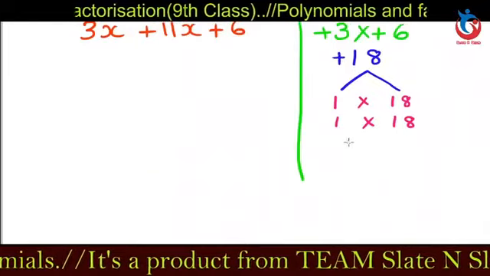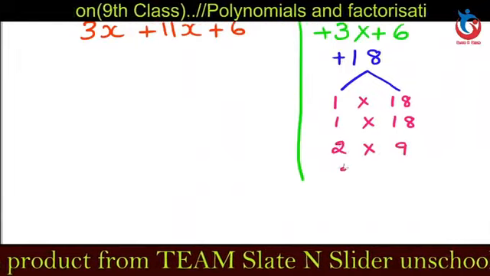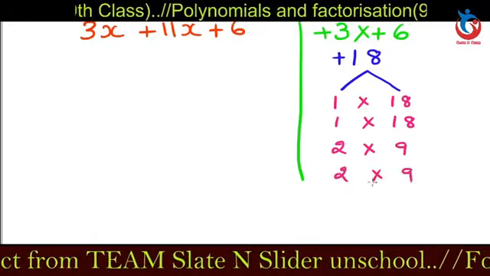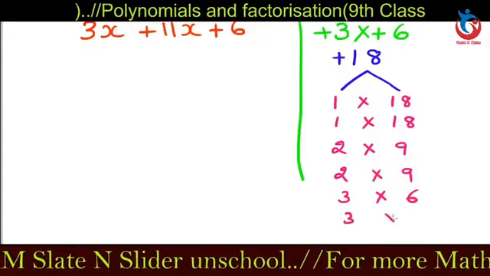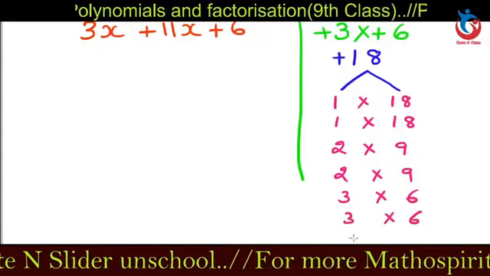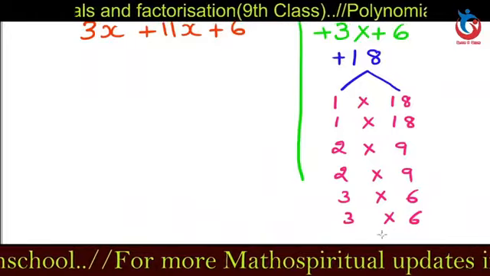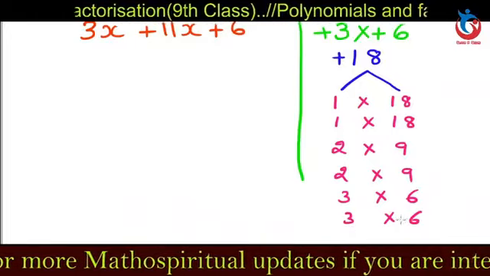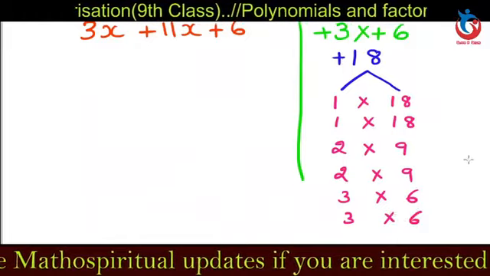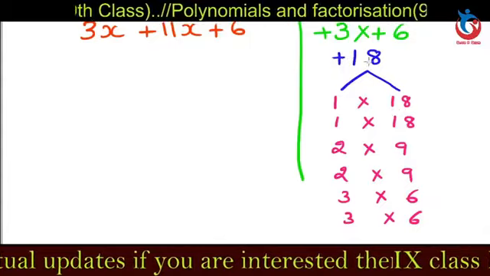And after 1 we have 2. 2 into 9. Again write 2 into 9. And 3 into 6. Write twice 3 into 6. Next 4, not divisible, 5 not divisible, 6, yes, 6 into 3, but no need to write because it is already repeated. So if you get the repetition, then no need to go again. So after that we get plus 18.